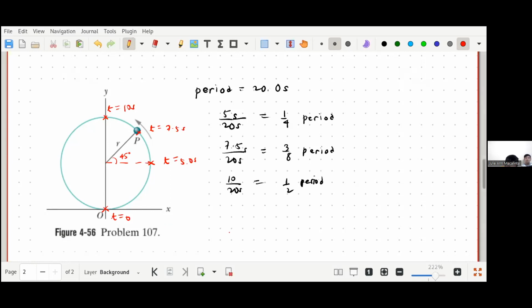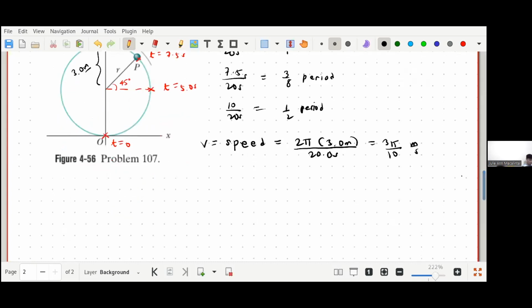Ngayon, how do we get the speed? The radius is known. So radius here is going to be 3.0 meters. So yung speed is going to be 2 pi times 3.0 meters divided by how long is one whole circle. That's going to be 20 seconds. So 6 divided by 20, that's going to be 3 pi over 10 meters per second.